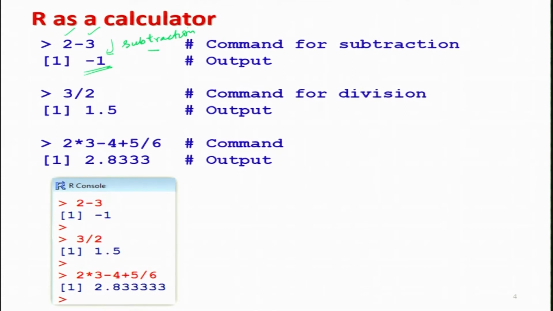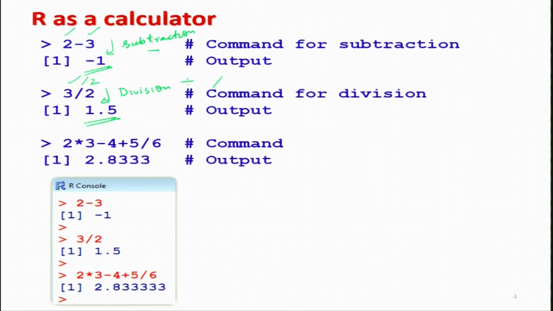And for division, the usual symbol in mathematics is like this, but in a calculator as well as in the R software the symbol is the slash sign. So, in case you want to divide 3 by 2, it is 3 slash 2, and as soon as you enter it will be 1.5.